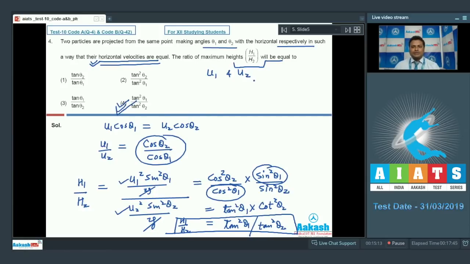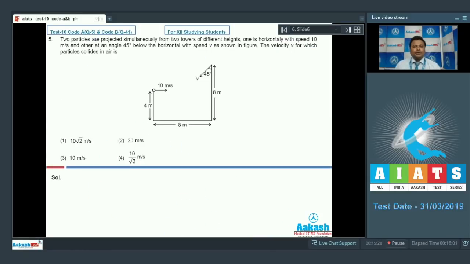Now let us proceed to the next question, that is question number 5. Here is question number 5. Two particles are projected simultaneously from two towers of different heights. One is projected horizontally with speed 10 meter per second and the other at an angle 45 degree below the horizontal with speed v, shown in figure. The velocity v for which the particles collide in air will be what?